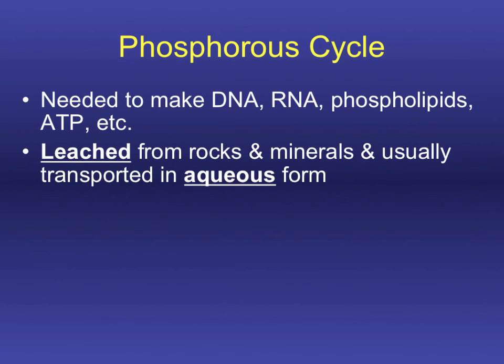The phosphorus cycle is another one that's important. We need phosphorus to make aspects of cell membranes. So if you remember back in chapter 3, we talked about phospholipids.